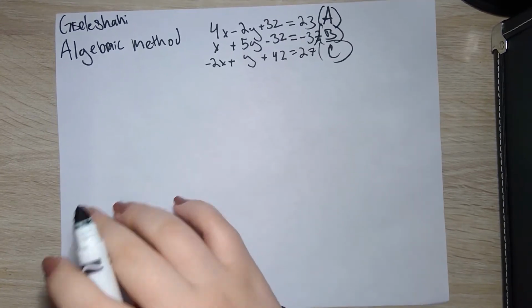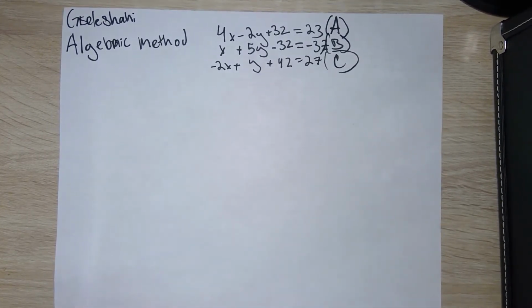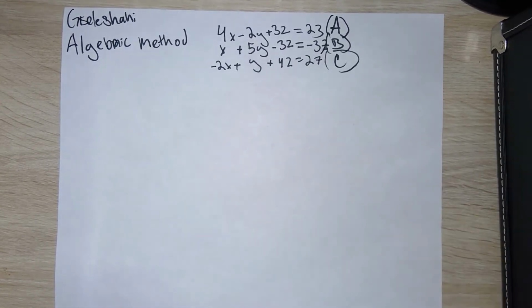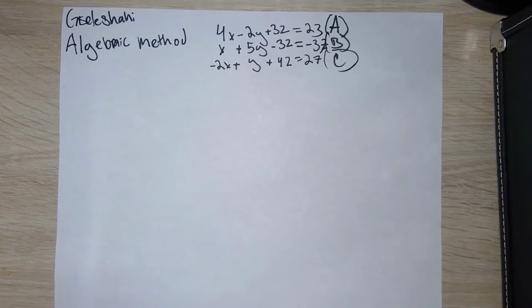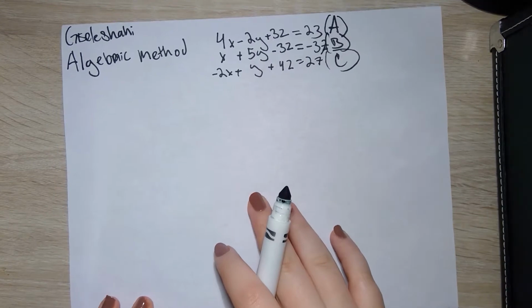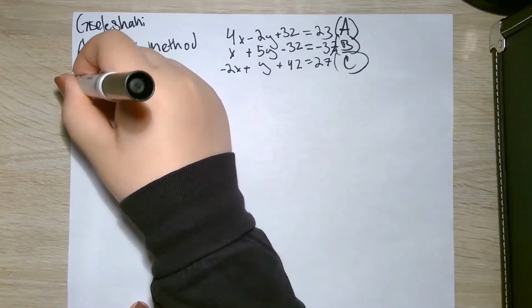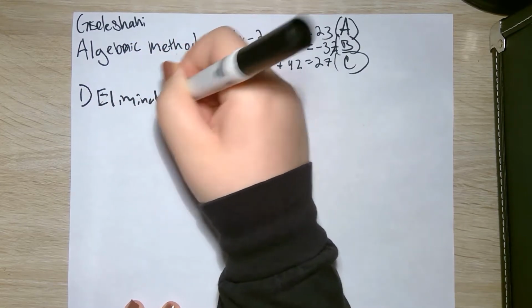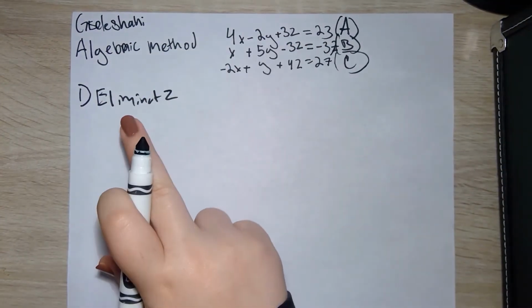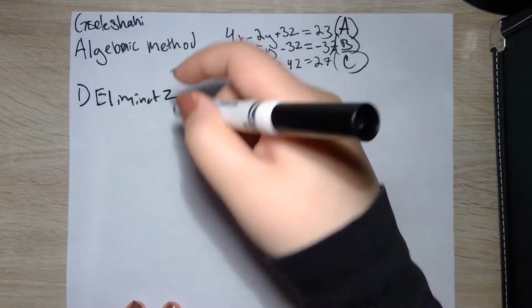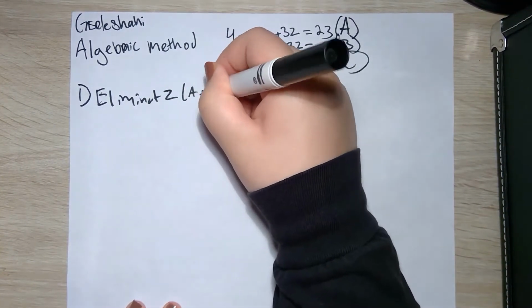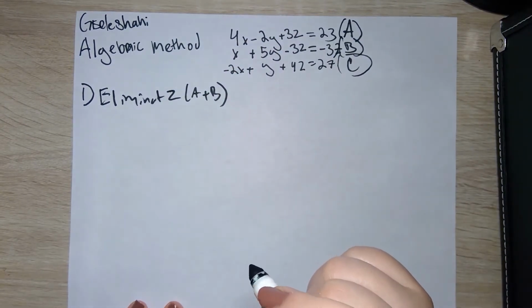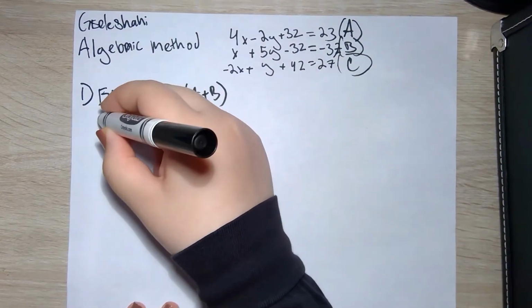Okay, so the first step is you want to eliminate. Pick any variable you want. I'm going to start by choosing z, and you want to eliminate z so that eventually you'll be able to find y and x. So the first step that I will be doing is write 1, eliminate z, and then you're also going to write the equations that you'll be using to eliminate z. So I'll use A and B.